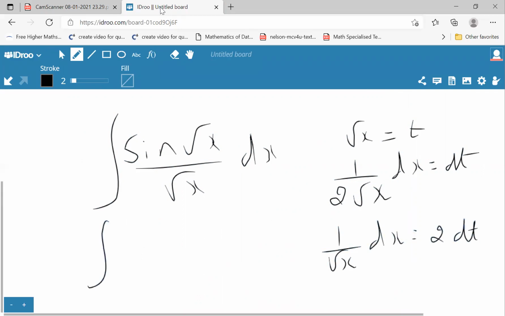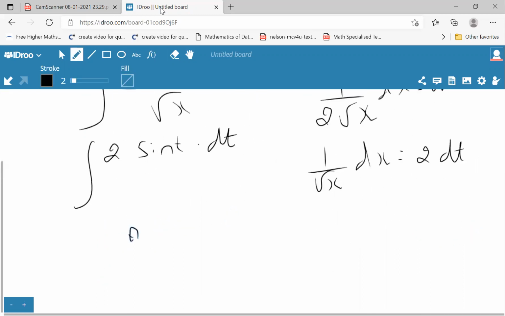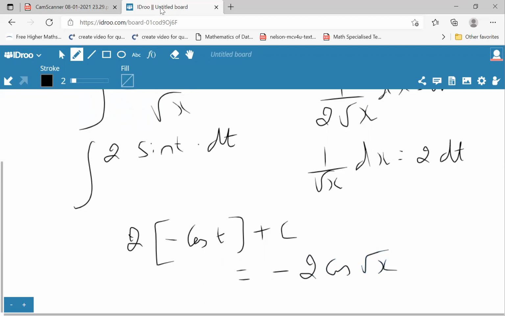Now this is going to be pretty simple. Let us take this in the place of 1 by root x dx. We can now put it as 2 sine t into dt. So 2 we can take outside. When you integrate sine t, it will become minus cos t plus c, which is nothing but minus 2 cos of, we took root x as t, so cos of root x plus c.